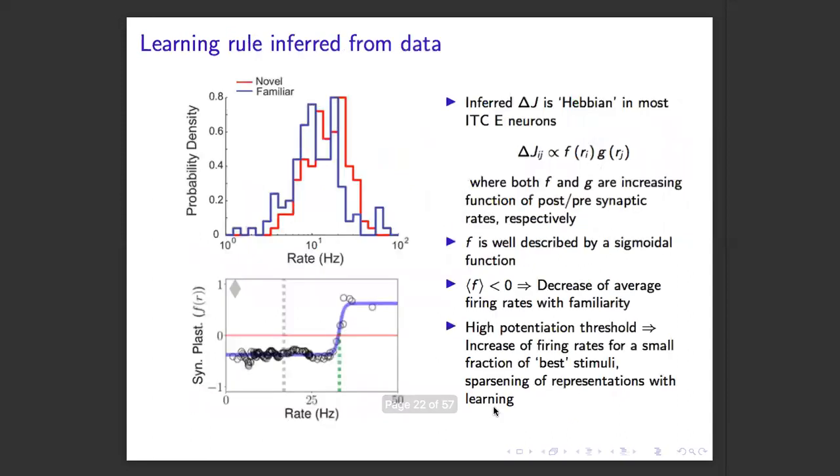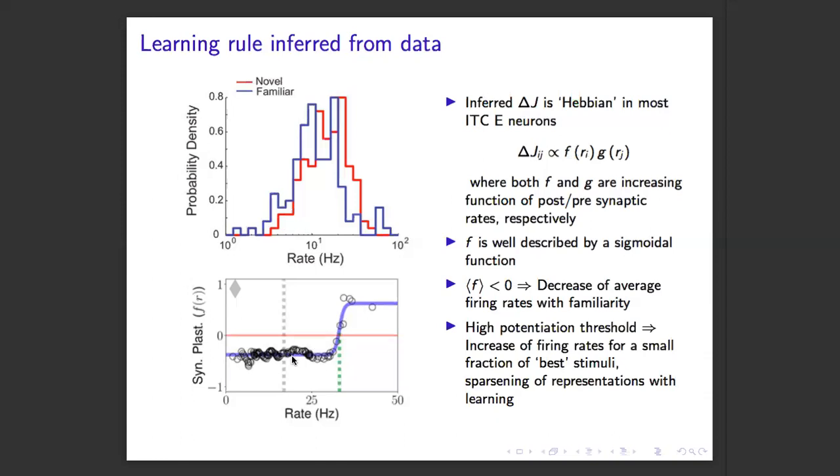All right, so now to cut a very long story short, what we found is that the differences between these two distributions are consistent with the Hebbian plasticity rule, in which synaptic changes are proportional to the product of an increasing function of the postsynaptic firing rate times an increasing function of the presynaptic firing rates Rj. And we found a procedure to infer, in particular, the function f, which is shown here for this particular neuron. We find that the functions f are well described by sigmoidal functions, so sigmoidal dependence on the postsynaptic firing rate, which is negative for low rates and positive for high rates.